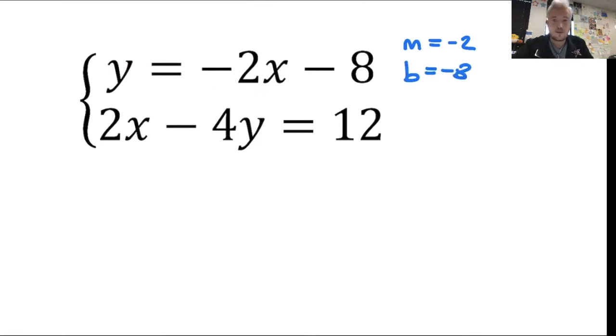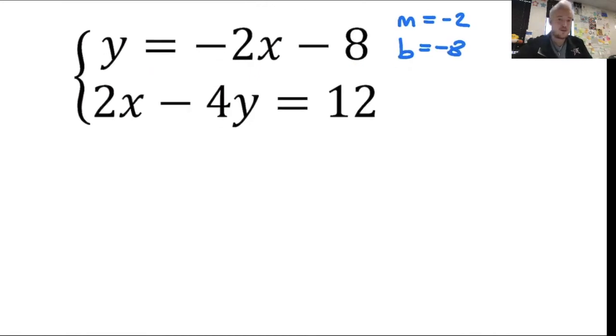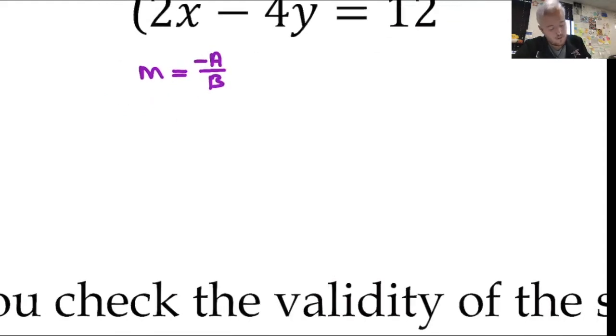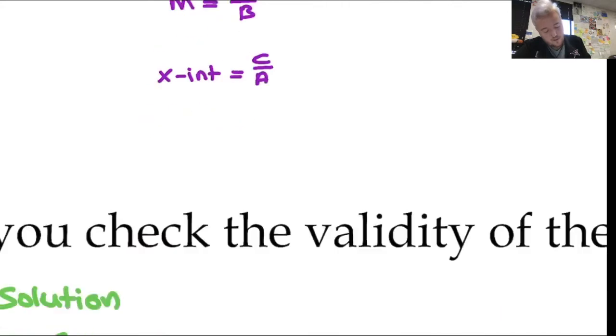All right, now since our next equation here is in standard form, I'm actually going to do the standard form trick to find its attributes. So the standard form trick means I'm going to do the opposite of my a value over my b value for my slope. To find the x-intercept, that's going to be my c value over my a value. And to find the y-intercept, that's going to be my c value over my b value.